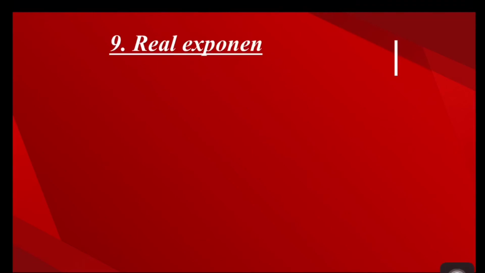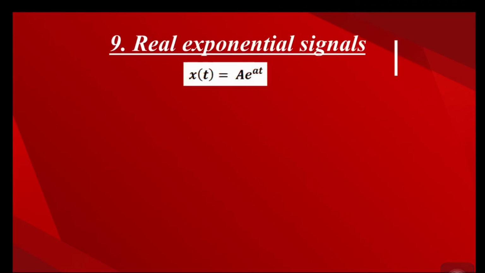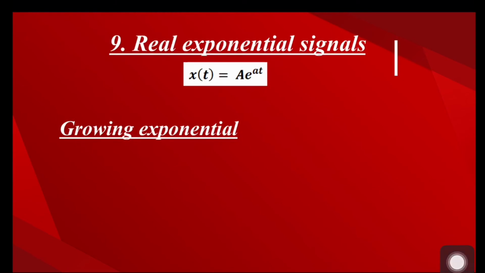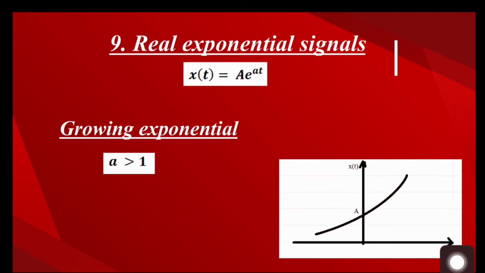Then we have real exponential signals. It is mathematically defined as x of t is equal to A e raised to at. Here we have two constants, capital letter A and small letter a. These two constants should be real, then only x of t becomes a real exponential signal. Now we are going to plot x of t. First consider the case a greater than 1, then it will be a growing exponential which looks like this.